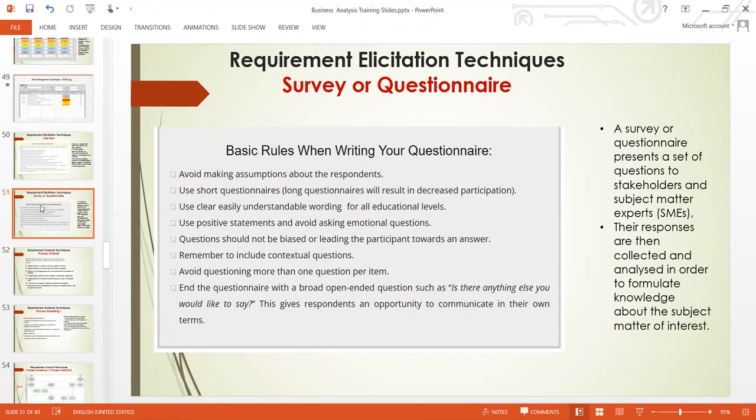So you try to be as practical as possible. Use short questions. Long questionnaires will result in decreased participation.